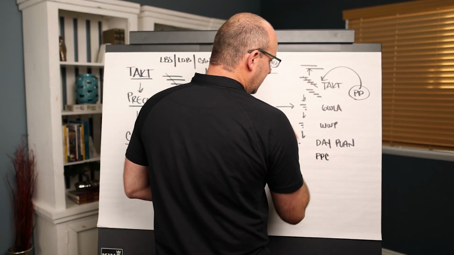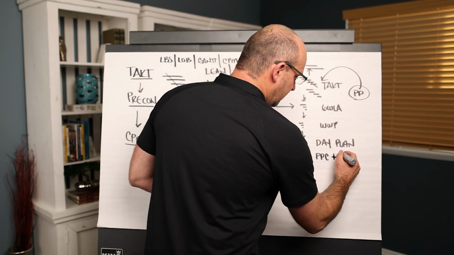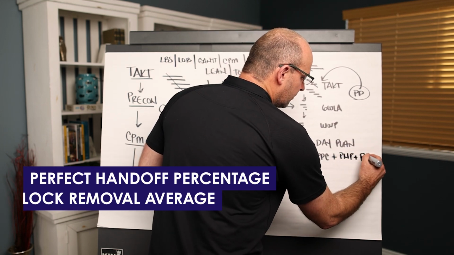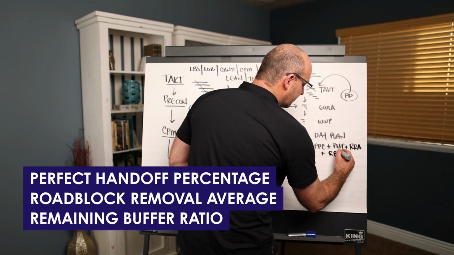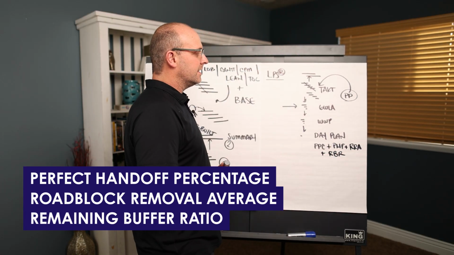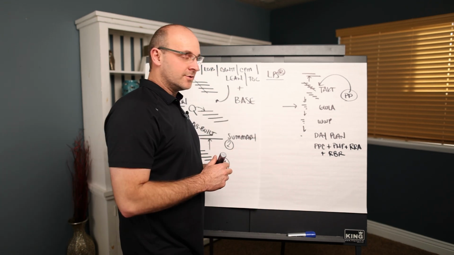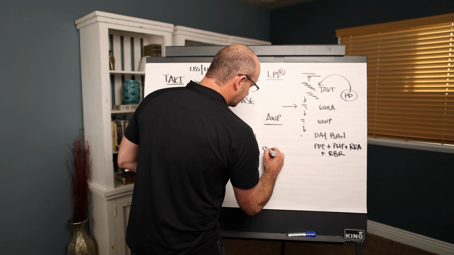But the other thing is, if you implement this with Takt, you're also able to track your perfect handoff percentage, your roadblock removal average, and your remaining buffer ratio. So there are so many more KPIs that you can track in the Last Planner system. Now I want to cover two more real quick: advanced work packaging, and I want to cover Scrum.